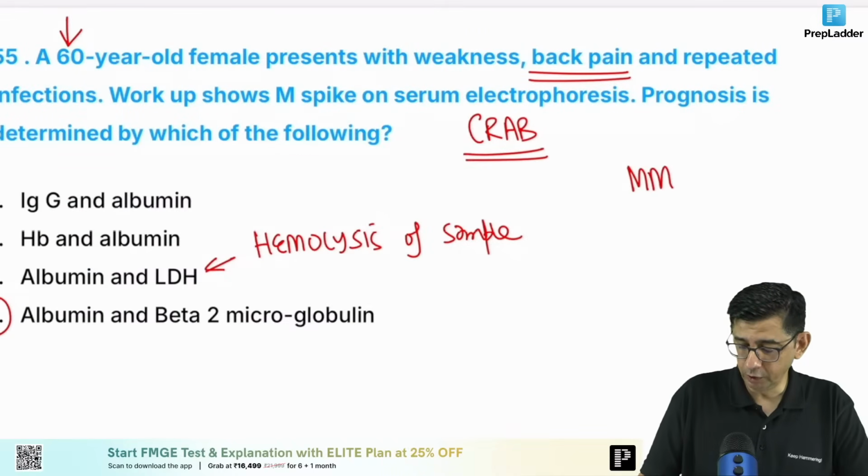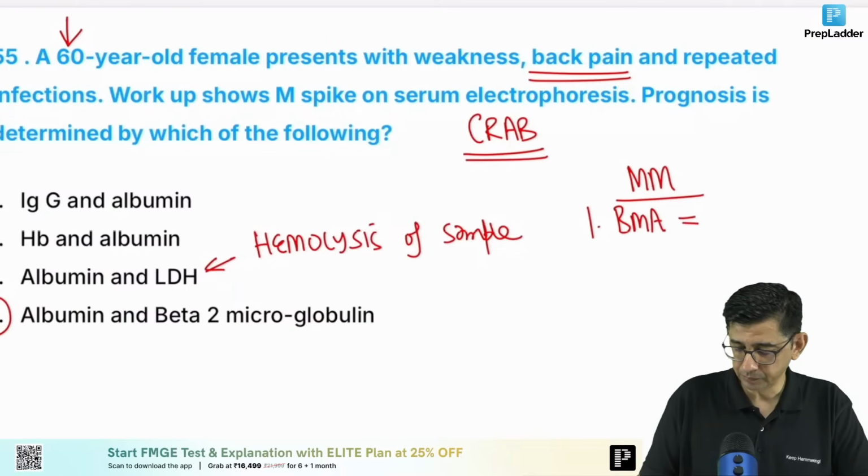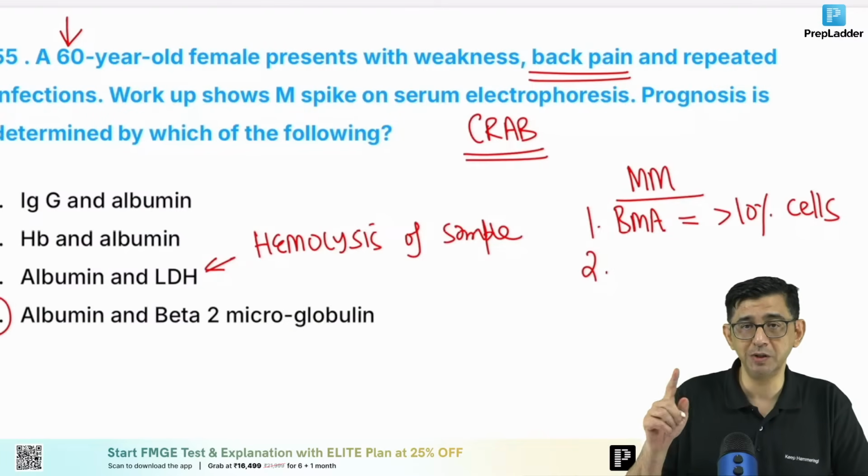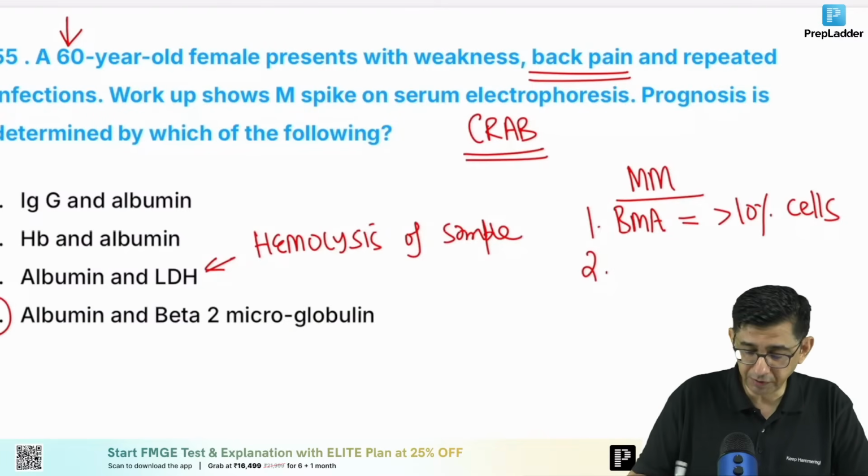For multiple myeloma, we need a triad for diagnosis. One is a bone marrow aspiration showing more than 10% cells, that would be plasma cells. If it is more than 20% in the blood, it's a plasma cell leukemia. I'm talking about a bone marrow aspiration, in fact a bone marrow biopsy, showing a presence of more than 10% of the total cells.